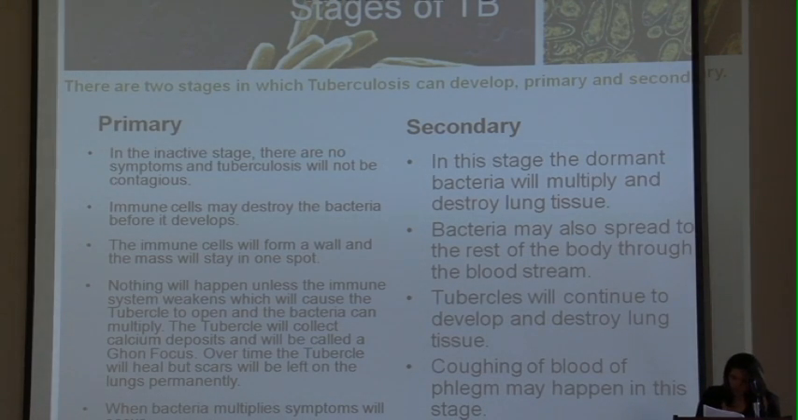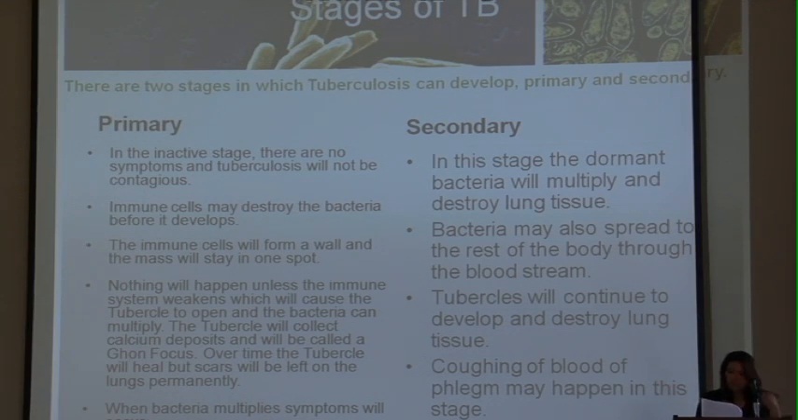There are 2 stages of TB, primary and secondary. Primary TB is the inactive stage. There are no symptoms, and tuberculosis will not be contagious. The immune cells may destroy the bacteria before it develops. The immune cells will form a wall, and the mass will stay in one spot. Nothing will happen unless the immune system weakens, which will cause the tubercle to open and the bacteria can multiply. The tubercle will collect calcium deposits and will be called a Ghon focus. Over time, the tubercle will heal, but scars will be left on the lungs permanently. When bacteria multiply, symptoms will occur.